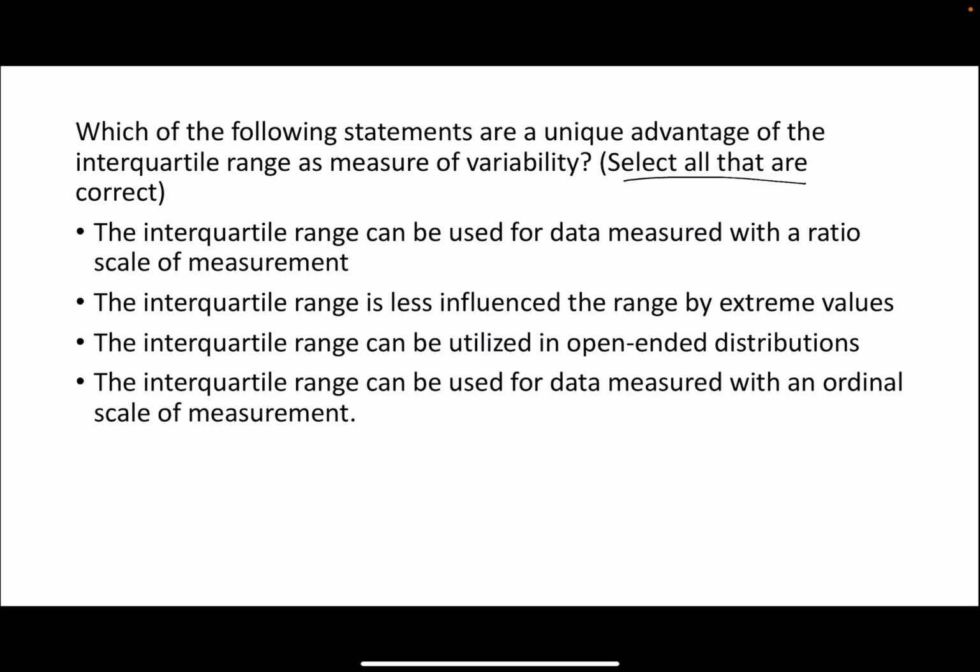So guys, the answer to this one is the last 3. These are all true, especially the second one here. That was one of the big ones. It was less influenced by the range of extreme values. That's one of the reasons we like the IQR over just the range, because it gives us a little bit more understanding of what is happening there.